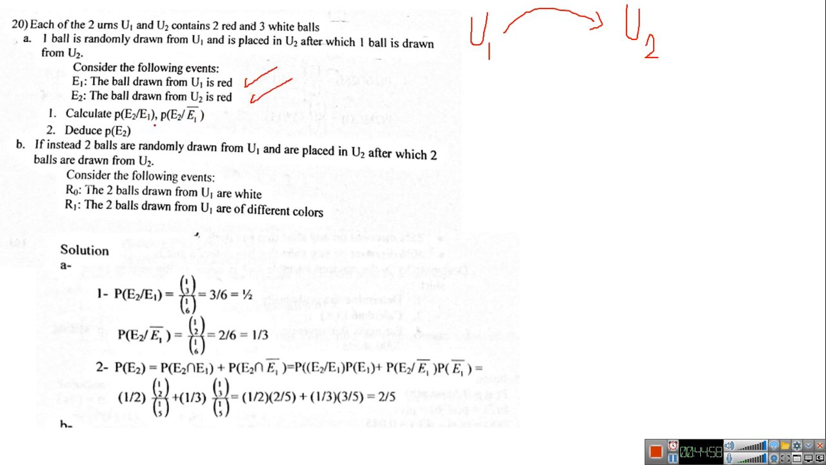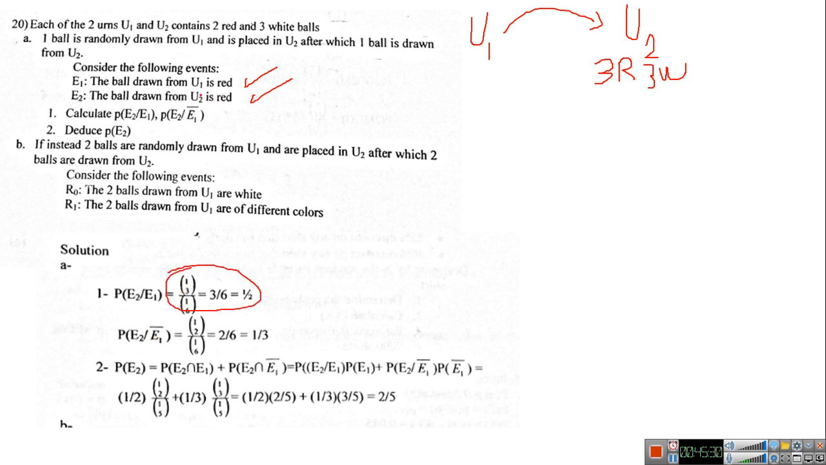E2 knowing E1, and E1 bar, so it's a total probability. If they ask you P of E2, what will it be? P of E2 intersecting E1 plus P of E2 intersecting E1 bar. Calculate P of E2 knowing E1. I know that I have here a red, so this red I want to put in urn U2. So U2, instead of having 2 red and 3 white, is going to have 3 red and 3 white. So what is the probability of getting a red? It will be 1 out of 2, over 1 out of 6.